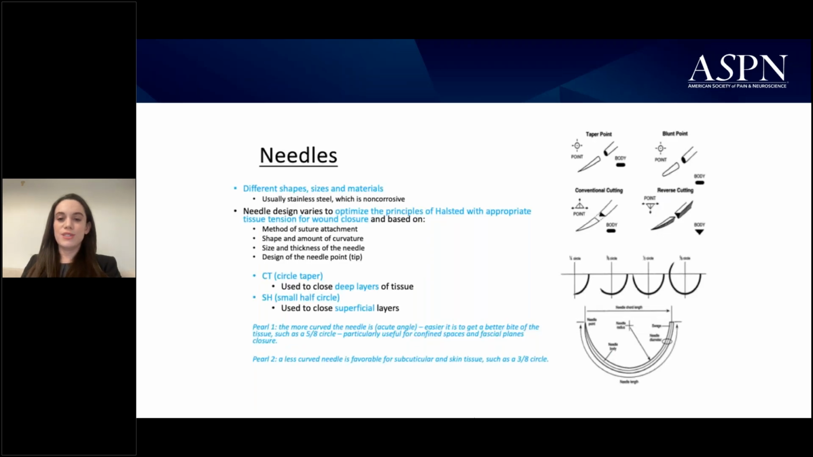In terms of needles, we have multiple different sizes and shapes, as you can see on the right-hand side. A CT needle is a circle taper needle. This is usually used to close deep layers. It's a more curved needle and is helpful for fascial plane closure and more confined spaces. We also have an SH needle, which is a small half circle, and it's used to close more superficial layers. It's less curved and it's favorable for closing subcutaneous tissue and skin. Next slide, please.